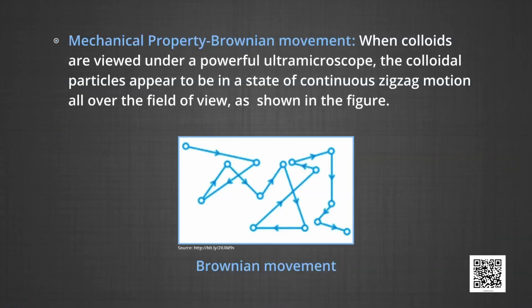Number 4. Mechanical property, Brownian movement. When colloids are viewed under a powerful ultramicroscope, the colloidal particles appear to be in a state of continuous zigzag motion all over the field of view, as shown in the figure.